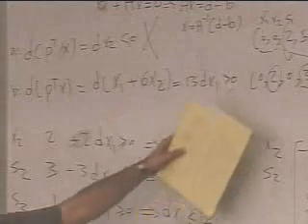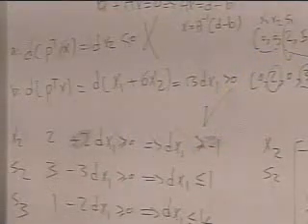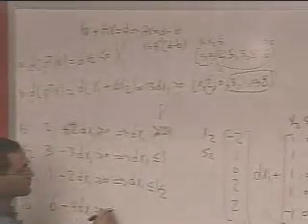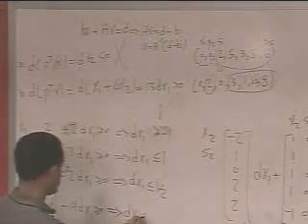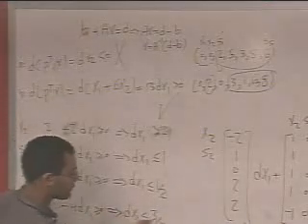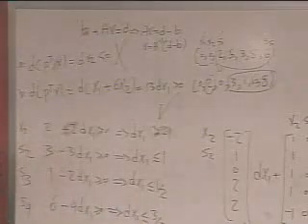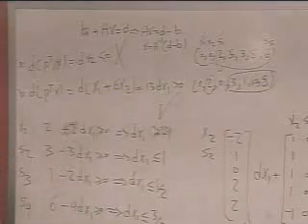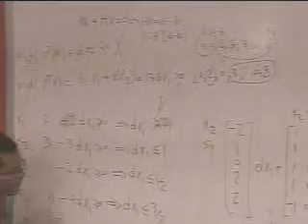S4, its value was 6. ds4 is minus 4 times dx1. This should be greater than or equal to 0. So dx1 should be less than or equal to 3 over 2. And the last one is S5. Its value was 8. It's changing by 0. Should be greater than or equal to 0, which it is. So we are all set.